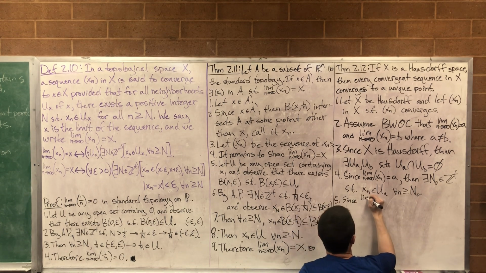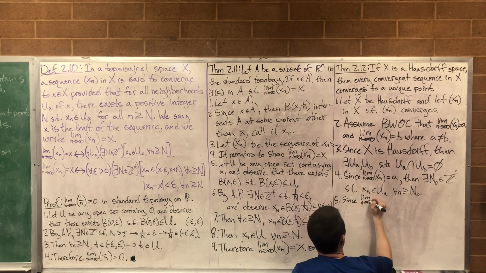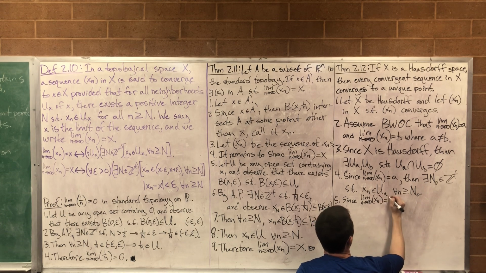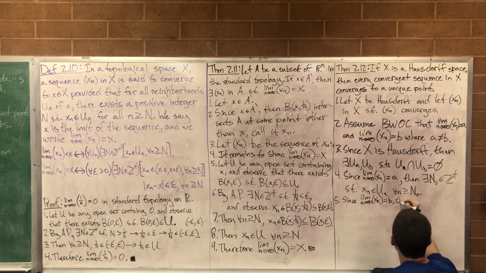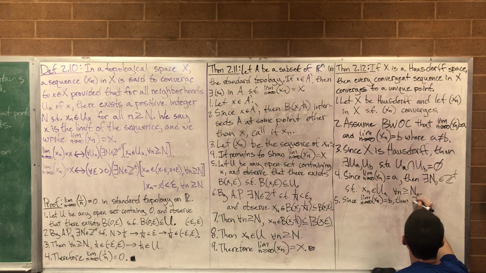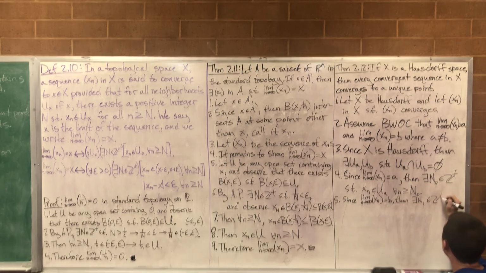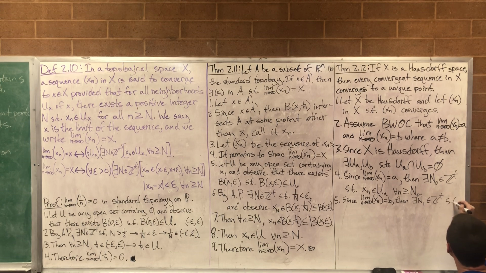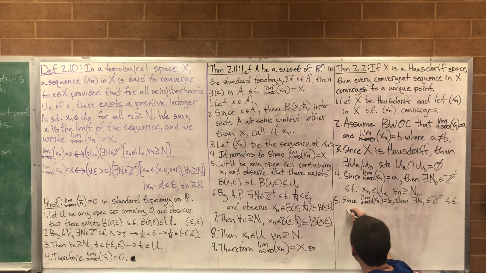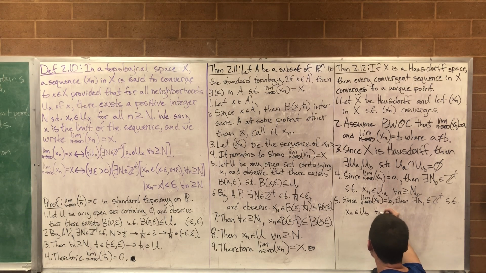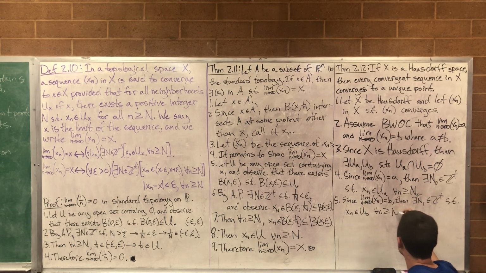Since the limit as n goes to infinity of x sub n is equal to b, then there must exist some index, call it n sub 1 in the positive integers, such that x sub n is in U sub b from that index onwards. Right? Yeah.